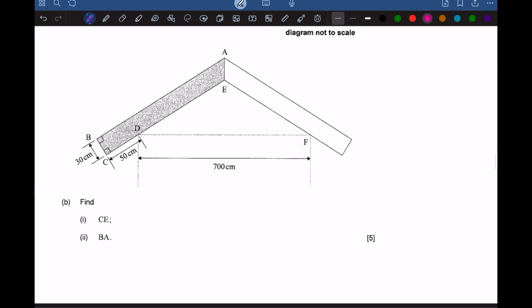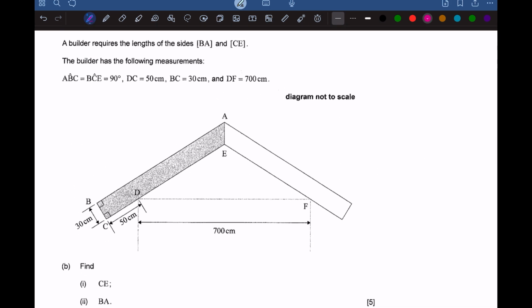Now a builder requires the length BA and CE. The builder has the following measurements: ABC, this angle, these two are 90 degrees, this is given. DC is 50, BC is 30, this length is 30, and DF is 700. This entire thing is 700. So we have to find the length CE.